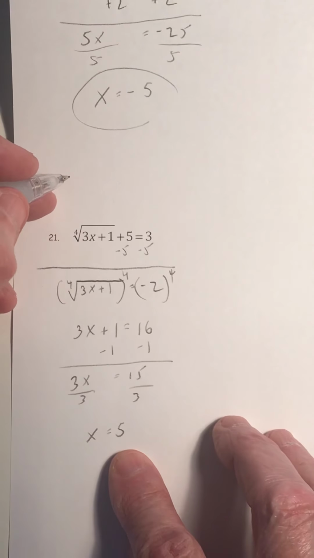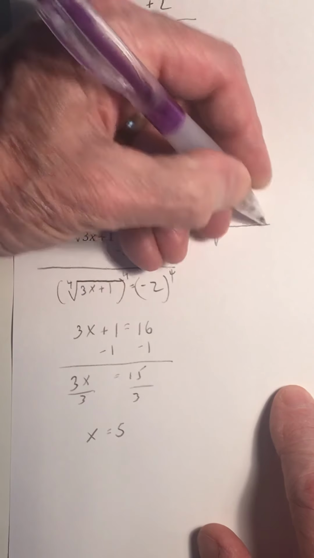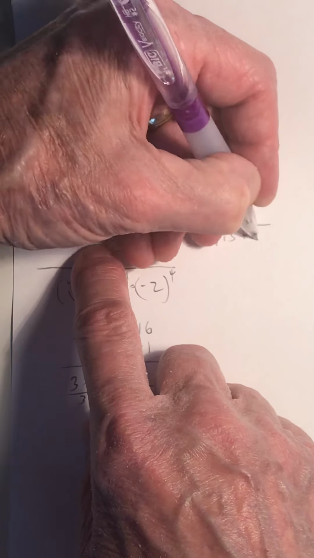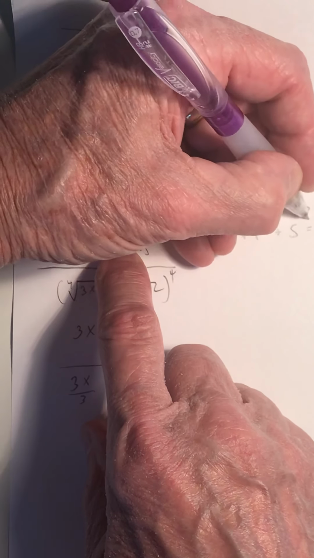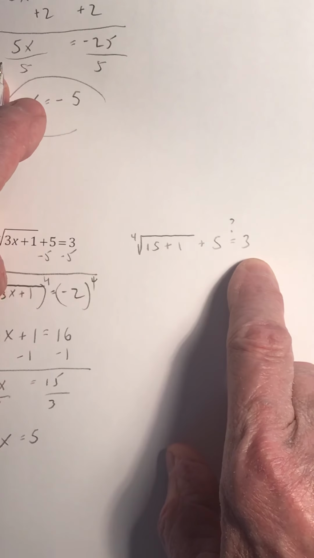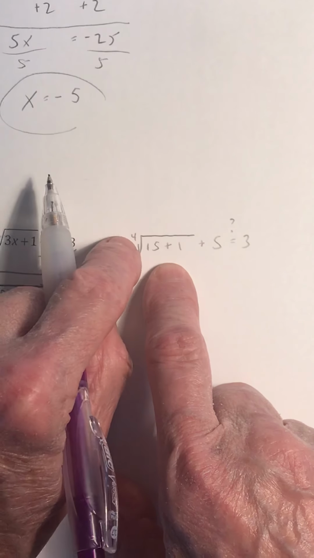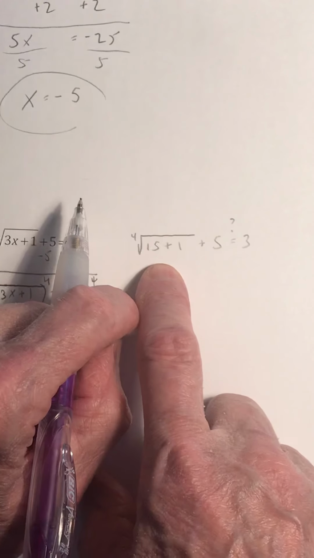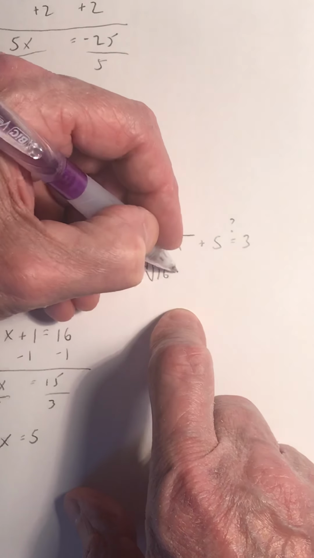When you plug it in, though, it doesn't work. Because when you plug in a 5, it's going to say fourth root of 3 times 5 is 15, 15 plus 1, and then plus 5 equals 3. Impossible. Because you're going to add 5 to something here and get something smaller than 5. That would mean this would have to be negative. And just like the square root, with the fourth root, we understand that it means only the positive number whose fourth power would be, in this case, 16. See, this is fourth root of 16 plus 5.